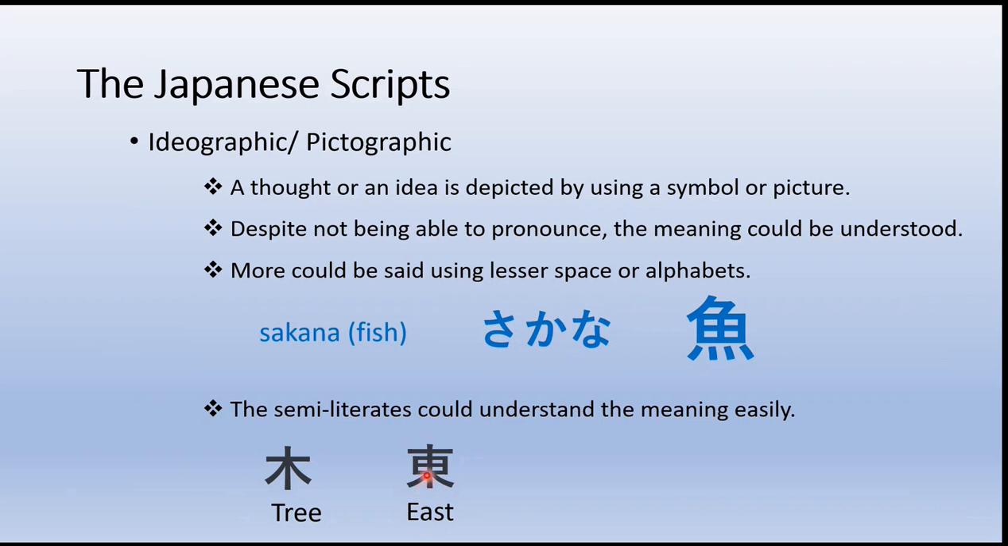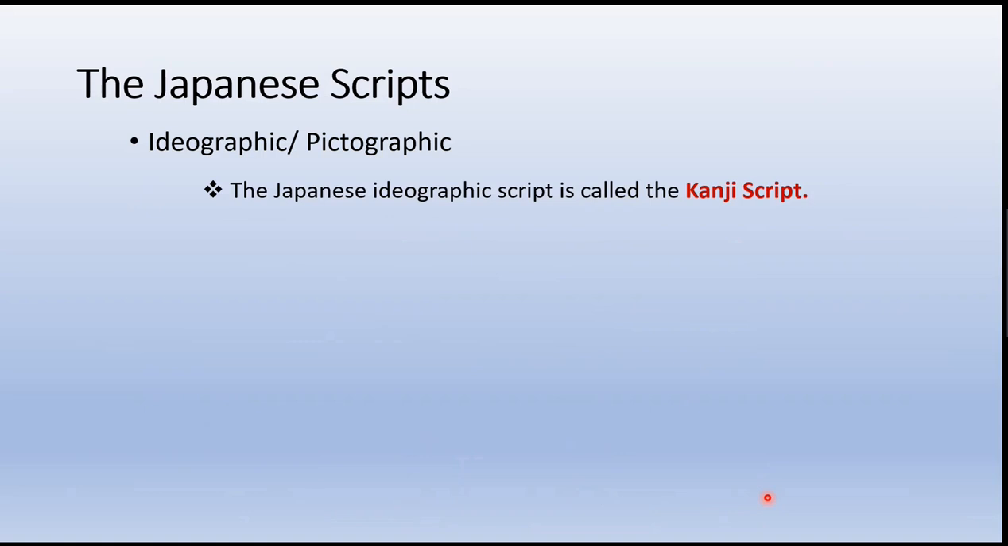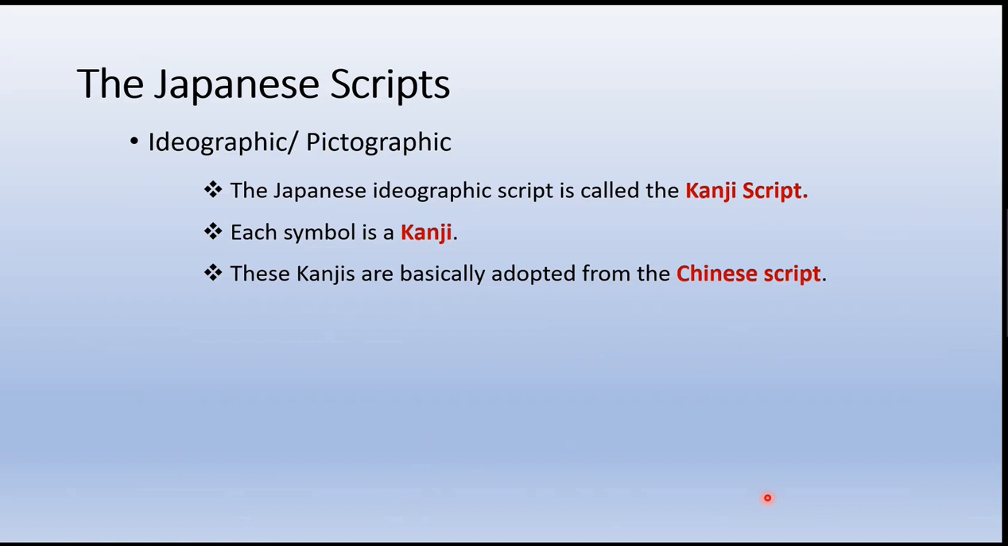Isn't this interesting? This is the paddy field, or more specifically the top view. This picture shows the top view of a paddy field, and this is fire. So this is how the pictograms were derived in ancient times in the Chinese language, and the Japanese language has imported these symbols from the Chinese script. The Japanese ideographic or pictographic script is called the Kanji script, and each symbol that we just saw is a kanji. These kanjis are basically adopted from the Chinese script, as I just mentioned.